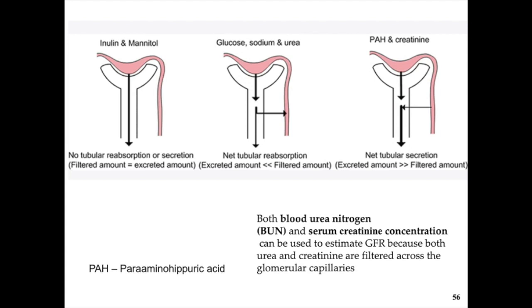Other substances such as creatinine, not only do we filter, but we also secrete a little amount. And then inulin and mannitol are substances that are not endogenous, meaning that we don't produce inulin and mannitol in the body, but if a patient is given inulin and mannitol, they should excrete the total amount that was filtered.